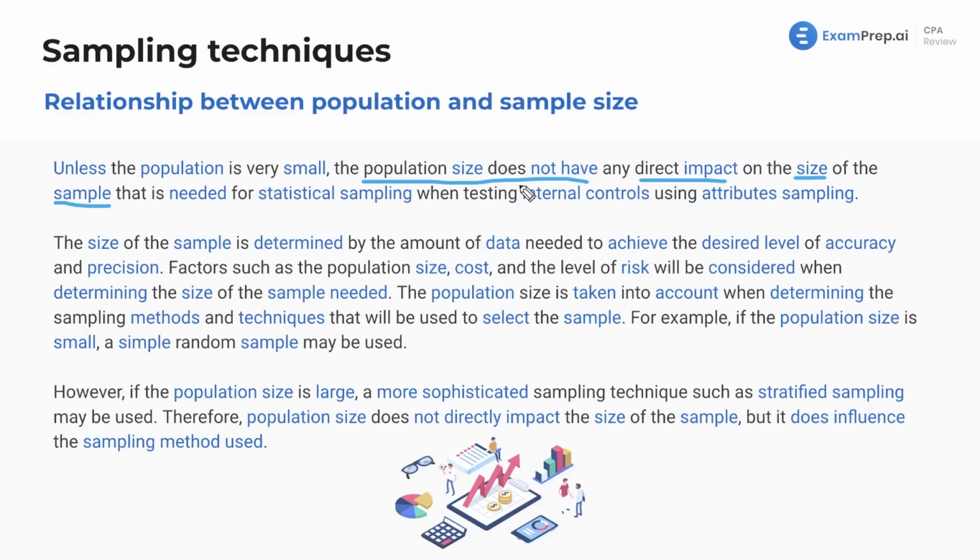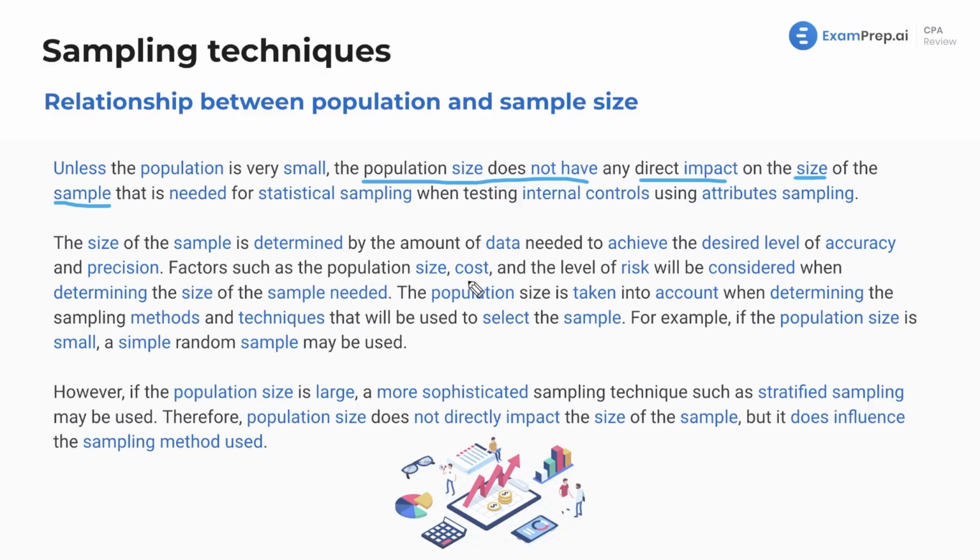So this statement, make it part of your repertoire in your mind, memorize it, understand it, you'll see it. Next up, the size of the sample is determined by the amount of data needed to achieve the desired level of accuracy and precision. Again, nothing revolutionary. We're just talking through important points. You determine how many sample items you're going to choose based on what you need to get an accurate representation of the population. Now, what are going to be factors that lead into that?